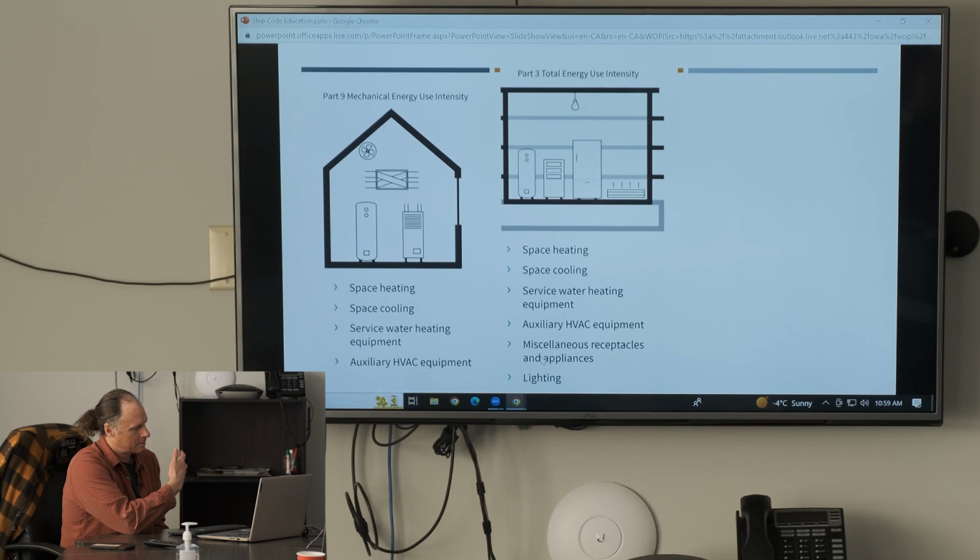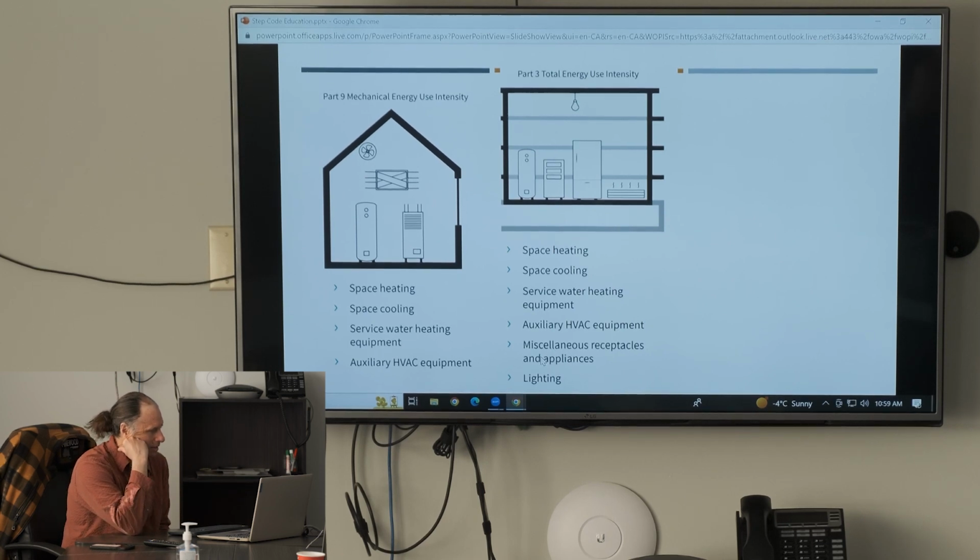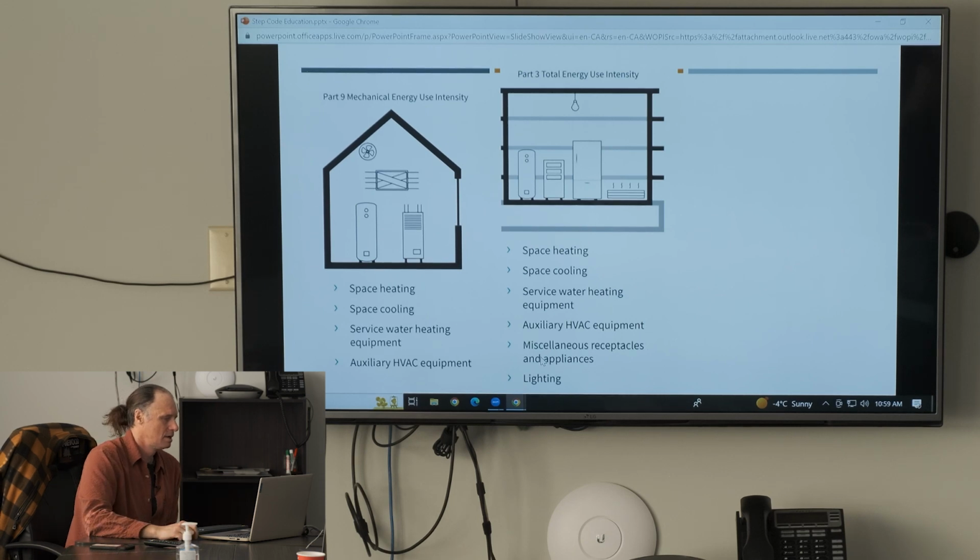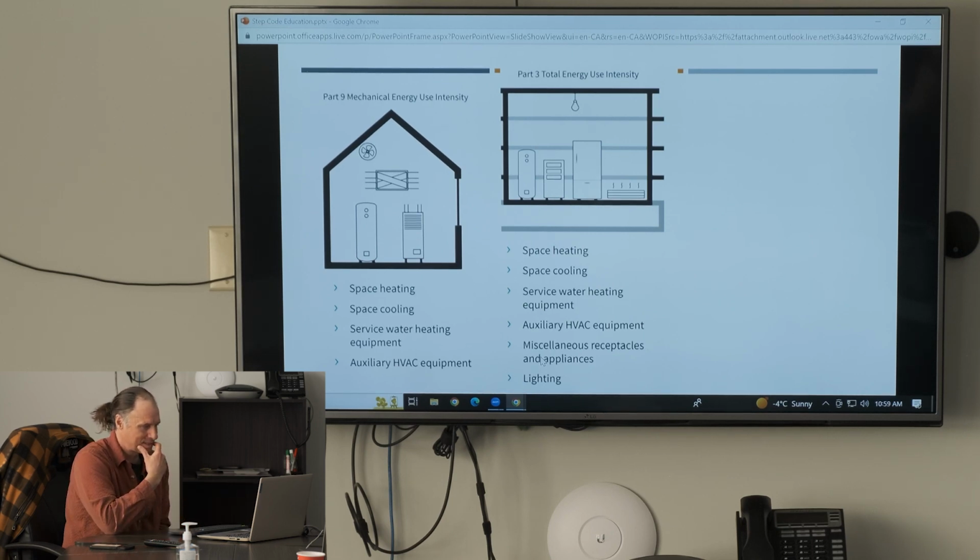So, a few examples. Your Part 9 mechanical energy use intensity, that's space heating, space cooling, service water heating equipment and auxiliary HVAC equipment. And then your Part 3 buildings total energy use intensity, you have space heating, space cooling, service water heating equipment, auxiliary HVAC equipment, and also includes your miscellaneous receptacles and appliances and lighting.